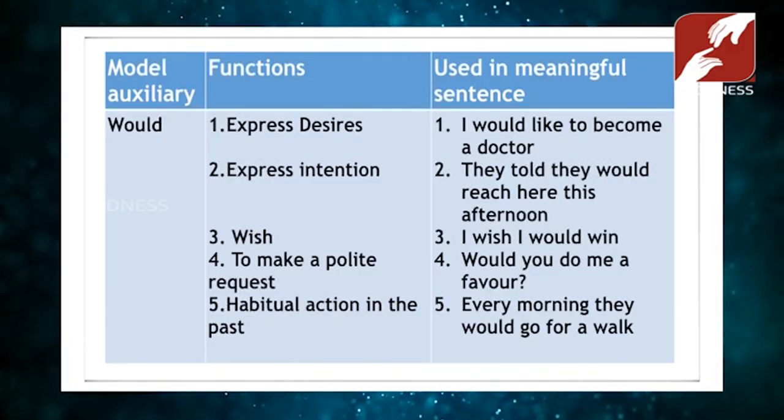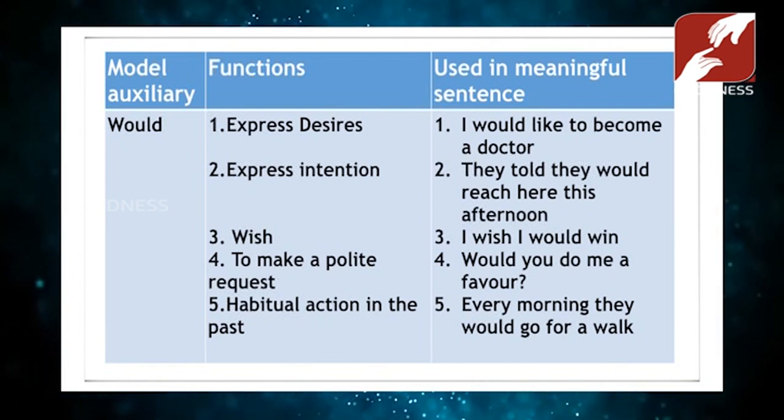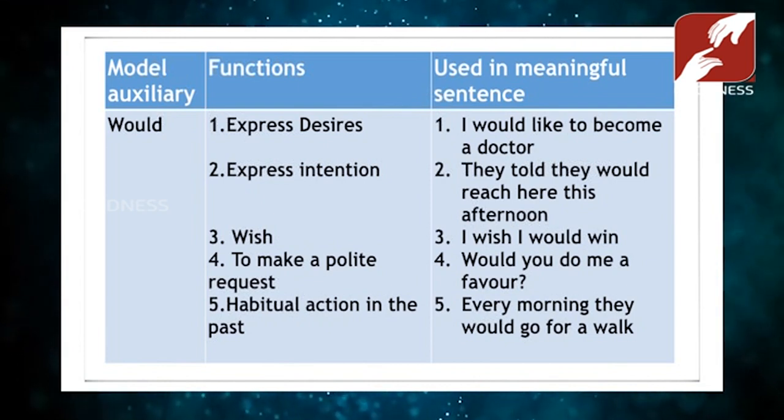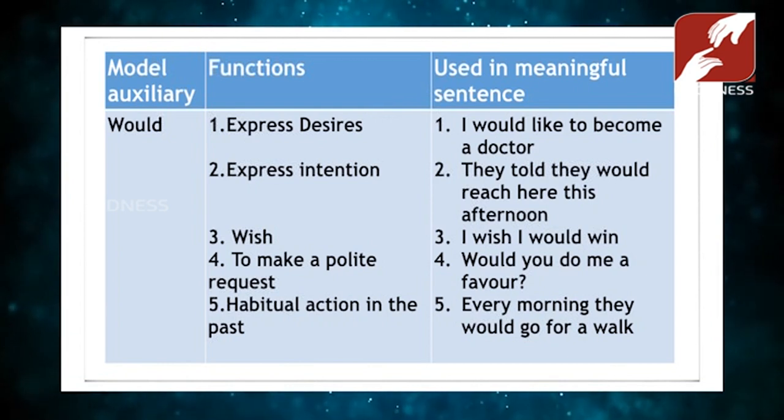Can you just guess the usages of this auxiliary would? Let us see. The first usage is to express desires or our wishes. For example, I would like to become a doctor. I would like to have a cup of tea. All these are the examples of the modal auxiliary would.